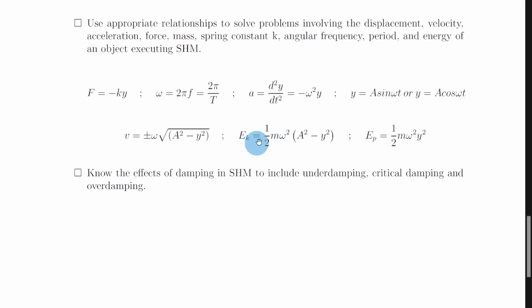We then have the kinetic energy equation, Ek equals a half m omega squared times A squared minus y squared, which we said before you need to be able to derive, as well as this velocity one. And you also need to be able to calculate the maximum kinetic energy in the system. So the maximum kinetic energy, just like velocity, would occur when y equals 0. So if we put in y equals 0, i.e. the object being at the equilibrium position, into this equation, then this simplifies to Ek max, the maximum kinetic energy, equals a half m omega squared times A squared. Lastly, you need to be able to use the potential energy equation, Ep equals a half m omega squared y squared.